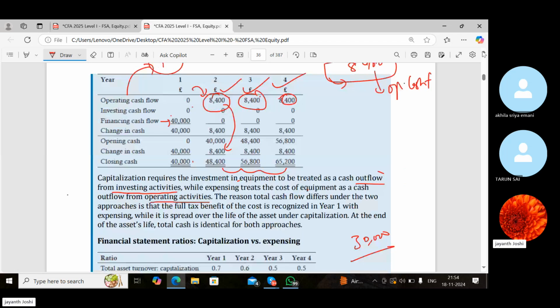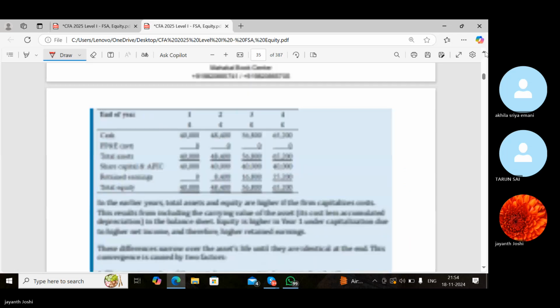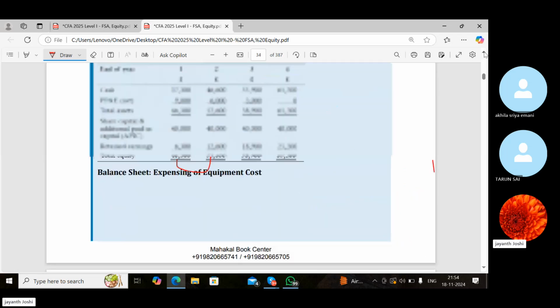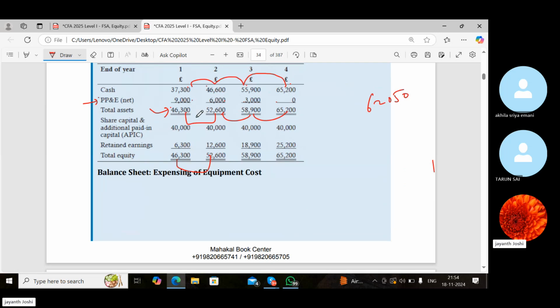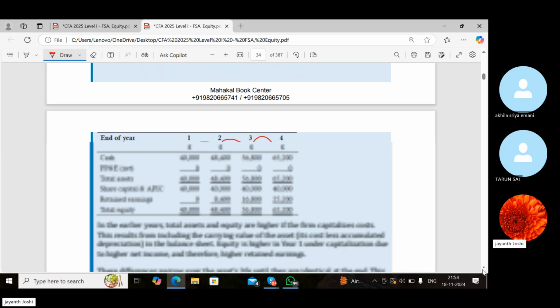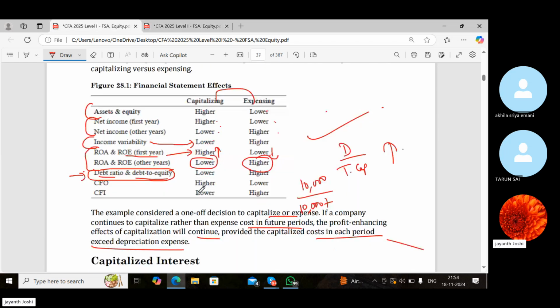Equity, we'll go to the balance sheet. In the case of capitalizing it is more, and in the case of expensing it is less. So in capitalizing the denominator is 46,300, and in the case of expensing it is 10,000 divided by 10,000 plus 40,000. You can easily see here it is 56,300, here it is 50,000. When the denominator is high, the ratio will be less, and here the ratio will be high.